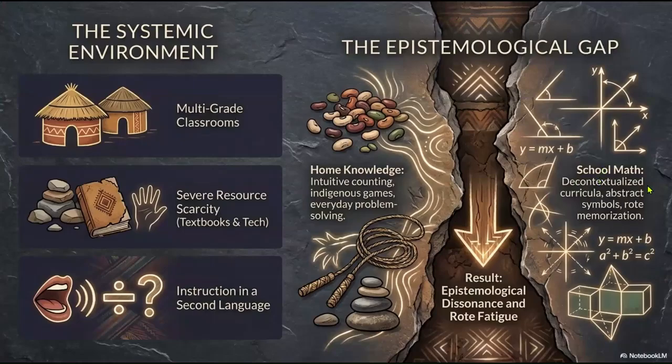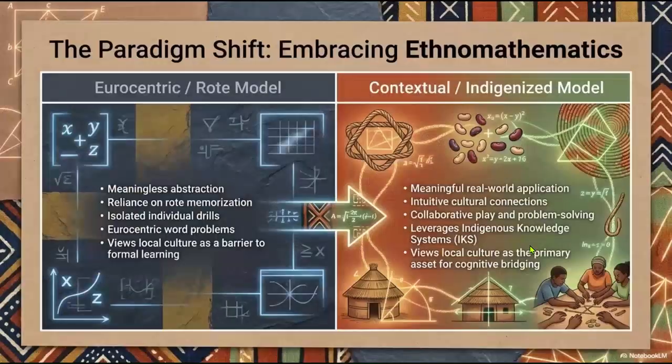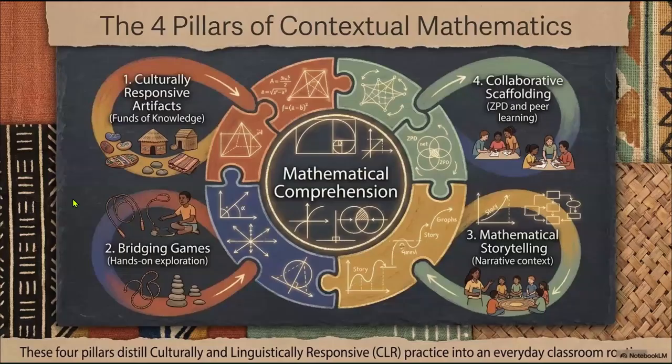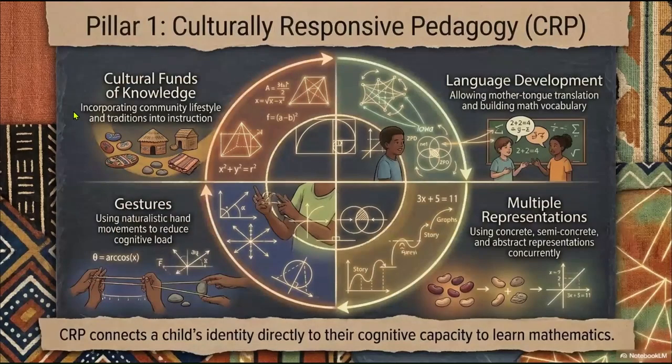And school mathematics is decontextualized, curricular, abstract, rote memorization. This is what the rote model looks like, and this is what the culturally integrated storytelling and narrative context. And he talks about language development, general funds of knowledge, gestures, language development, multiple representations. And let's go on.